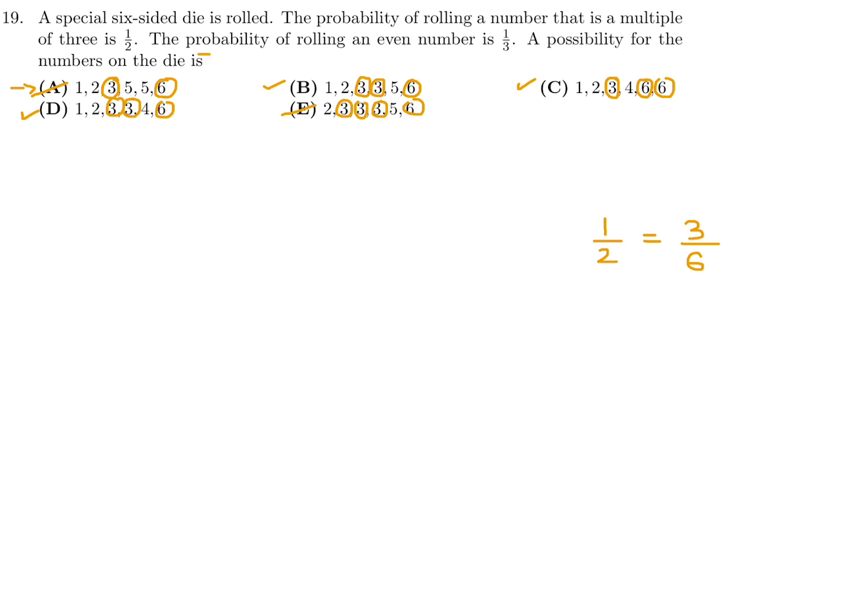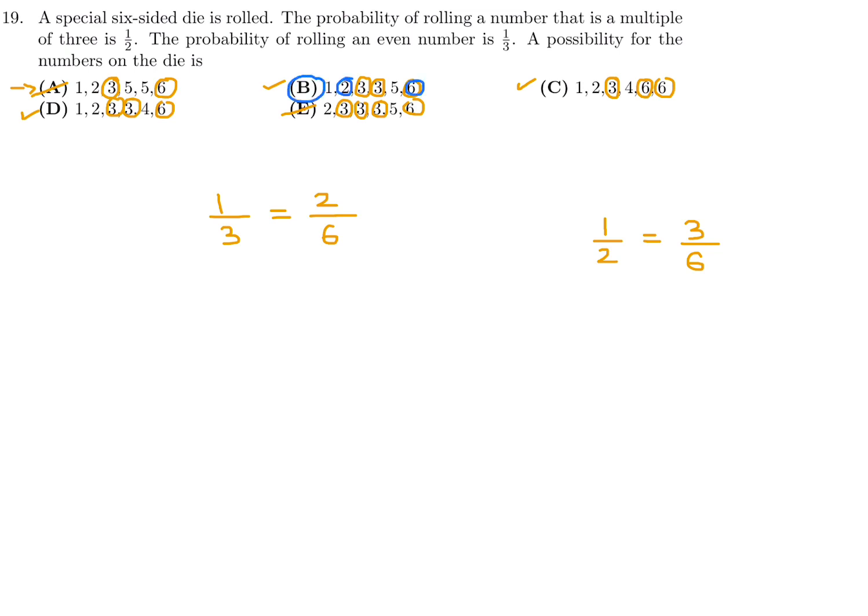Now let's look at the next criteria. The probability of rolling an even number is a third. So a third, I'm going to convert that to 2 over 6. That means that 2 of the 6 numbers have to be even. Okay, so here we go. Looking at B now. Do I have 2 even numbers? I have 2 and 6. Yeah. Okay, so B is right.